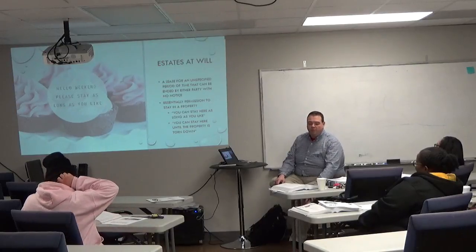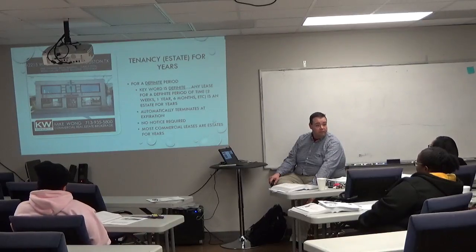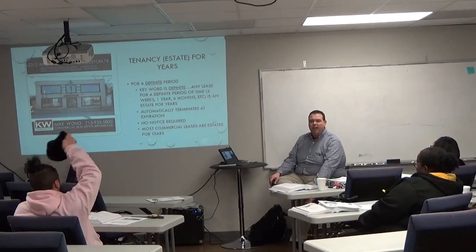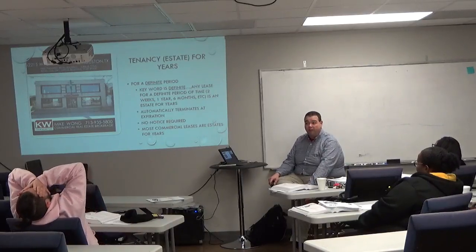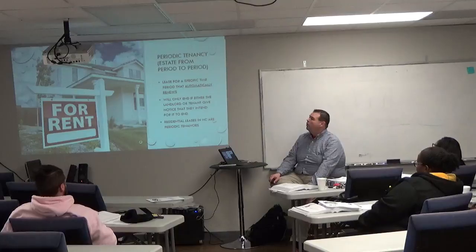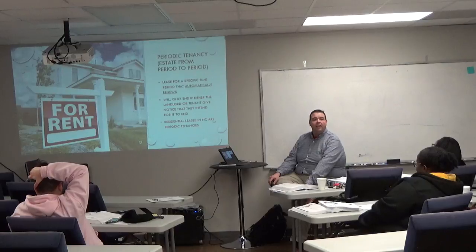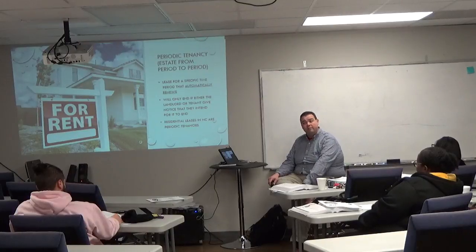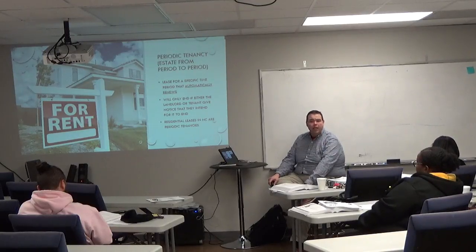So, we also need to talk about something called this. So far, we've talked about the tenancy for years, right? The estate for years. And what's the key about that? It's for a definite period of time, and it automatically terminates when it expires, right? That's the key to an estate for years. The periodic tenancy, what does it do at its expiration? It automatically renews. So this thing only ends if one or the other gives notice, not just the tenant, one or the other. Either one of them can end this thing, but somebody has to end it.